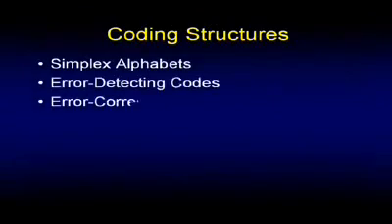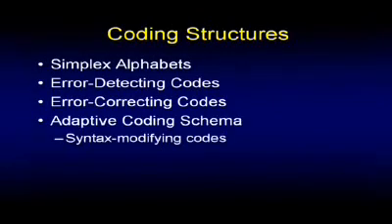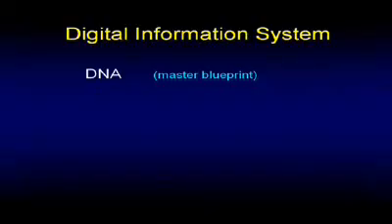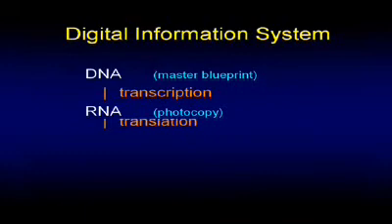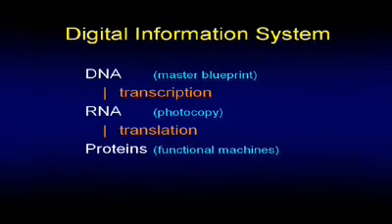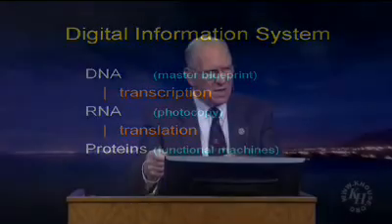There are simplex alphabets, there are error detecting codes, there are error correcting codes. There's adaptive coding, where the codes modify themselves depending on the context. And we have all of that going on here. We have the DNA, which is the master blueprint. You have a factory inside you. In fact, in every one of your cells, that factory has a master blueprint file. And when it needs a copy of this, it transcribes a copy of what it needs and then translates that into proteins. The proteins make up the machines. The machines are the machines that handle all this stuff.